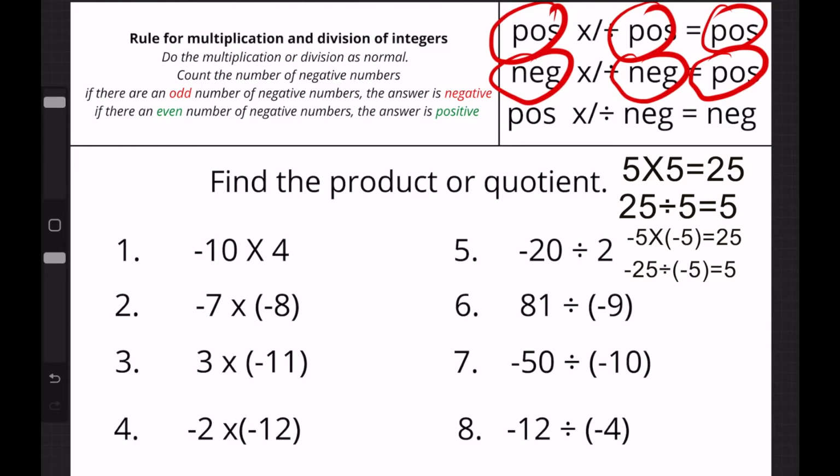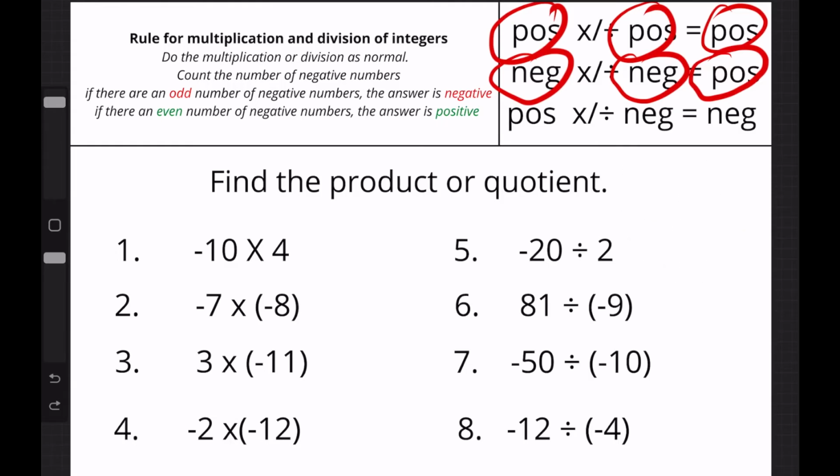So in multiplication and division, a negative times or divided by a negative is also a positive answer. The only time it's a negative answer is if it's an odd number of negatives. So if you have one positive number multiplied or divided by one negative number, you're going to get a negative answer.